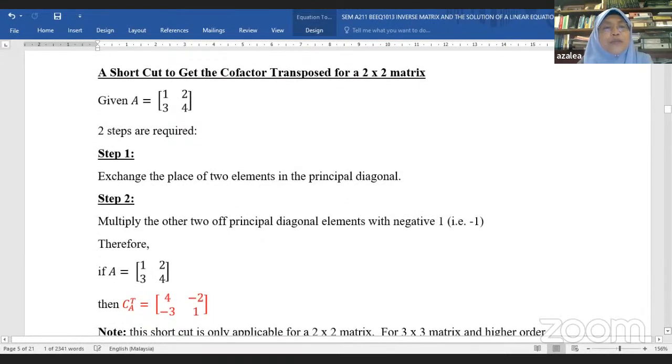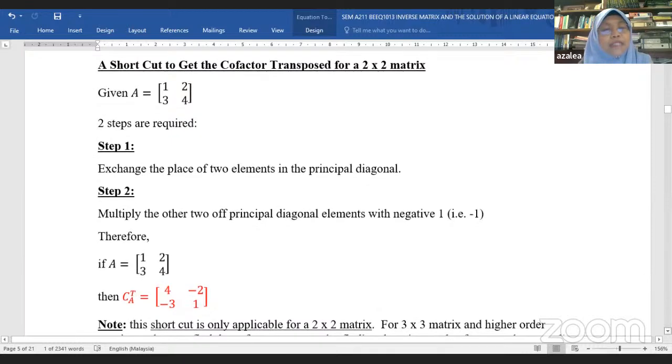using a shortcut. For example, A equals 1, 2, 3, 4, the same matrix as before. Only 2 steps are required to get the cofactor transpose. In step 1, we exchange the places of the 2 elements in the principal diagonal. In step 2, we multiply the other 2 off-principal diagonal elements with minus 1. Therefore, for matrix A, we exchange 1 and 4, so their places are exchanged. For the other 2 elements, there is no need to exchange their places. Instead, you just multiply them with minus 1. So this is what you get.